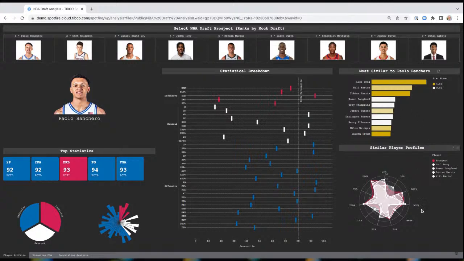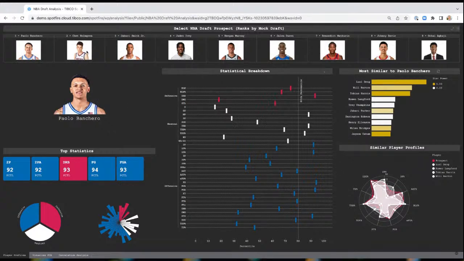And then on the bottom right, we have this very cool spider plot. This is an example of the Spotfire mod. These are visualizations that we can actually bring into Spotfire that were custom made, and they're very cool here. We can see the shape of what Paolo's statistical profile looks like. We're taking a look at just some of the percentage statistics in our data set, things like his 3-point percentage, his assist percentage, block percentage, etc. And we see that him and the similar players to him have a similar shape.